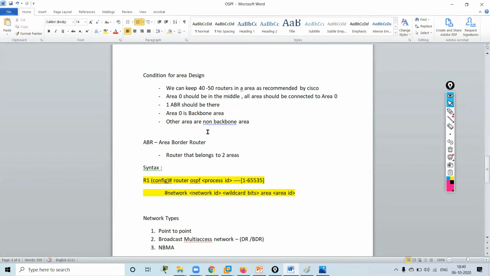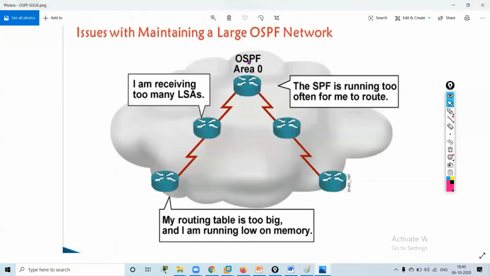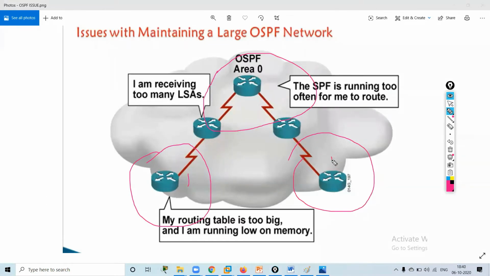And the second condition is area 0 should be in the middle. All areas should be connected to area 0. Like I showed you over here, this is my area 0, this is my area 1, this is my area 2. These are my border routers, ABR, area border routers. This is also an ABR, area border router. So see, here my routers are connected to area 0. All the areas are connected to area 0.